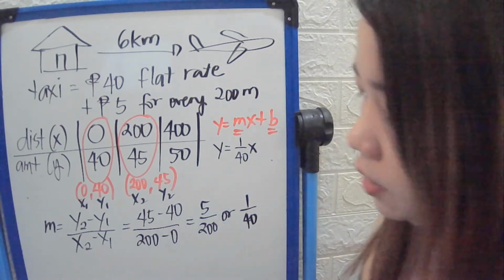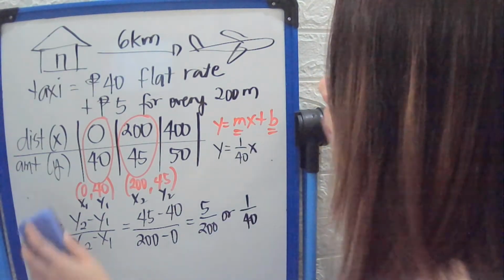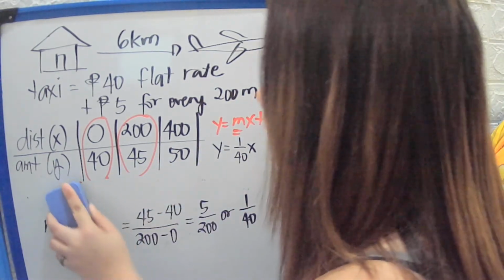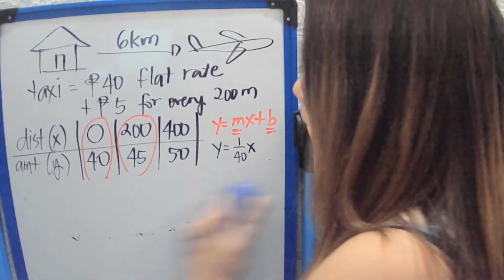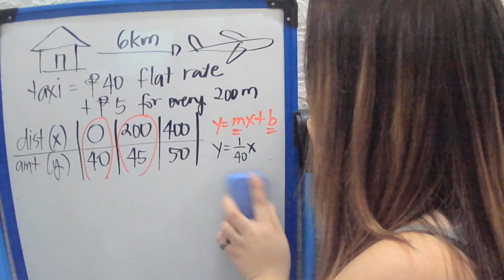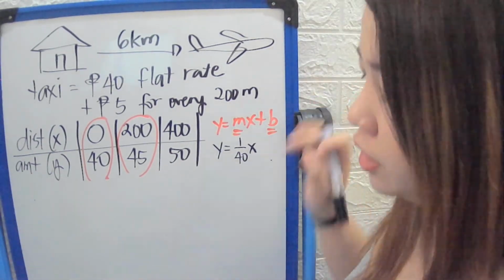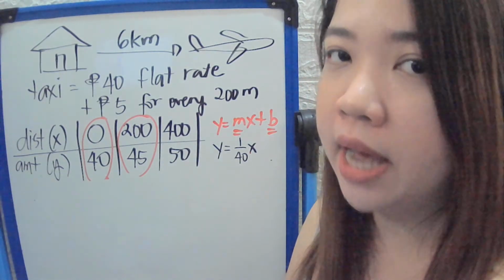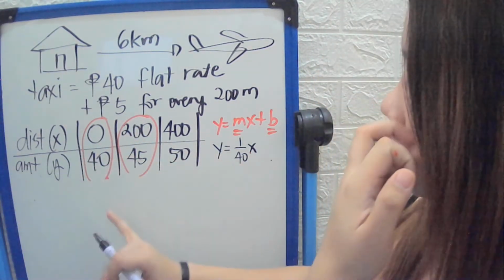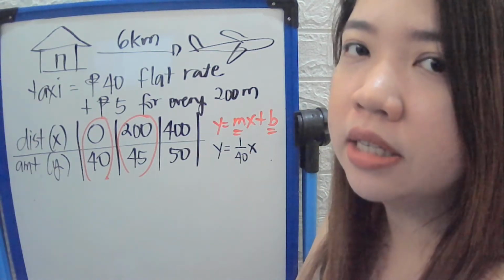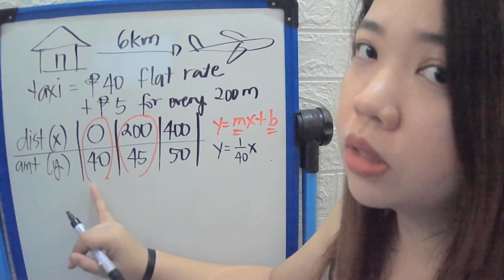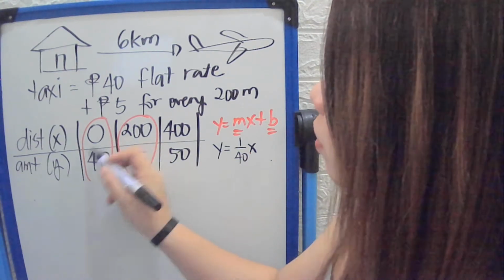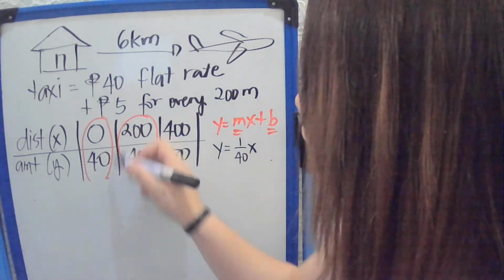Now, sino tong b? Siya po si y-intercept. Si y-intercept po, ito po yung value ng y, na nasa y-axis kung saan po dadaan yung line natin. So, paano po ba nalalaman si y-intercept? Si y-intercept po ay yung may 0 na value for x. So, sino po dito yung value na y na kung saan may x na 0? Ito po siya. Okay? So, paano mo nalaman na siya yung y-intercept? Itong si 40.